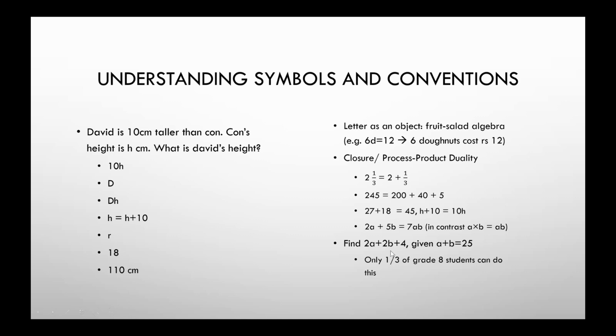Similarly, a question like 2a plus 2b plus 4, given a plus b is 25, only roughly around 1/3 of grade 8 students can do this. Yeah. And the reason is they cannot see 2a plus 2b as anything but a process where if I'm given a and b, I can plug in the values, I can calculate. But if I'm given a plus b, then I do not know what to do. Because the way to solve it is you have to do a structural manipulation of this sentence to make it twice a plus b plus 4. Yeah, which is what children don't necessarily imagine immediately.